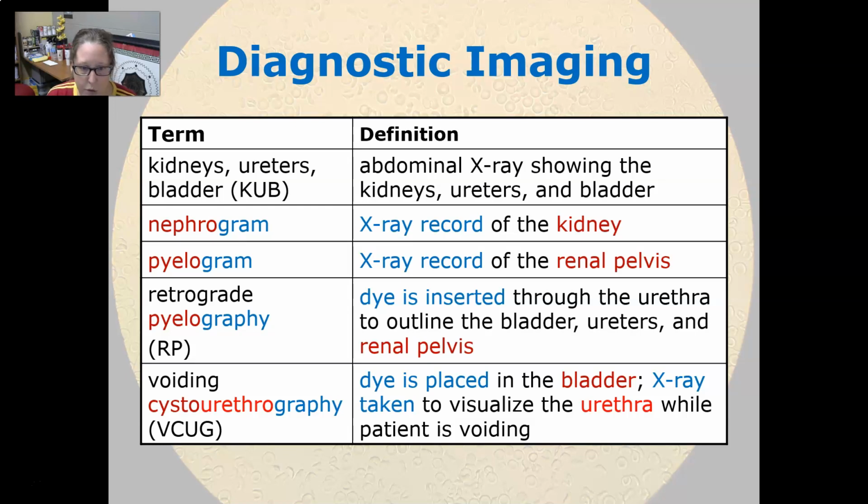Voiding cystourethrography is when dye is placed in the bladder and then the x-ray is taken to visualize the urethra while the patient is voiding or peeing.